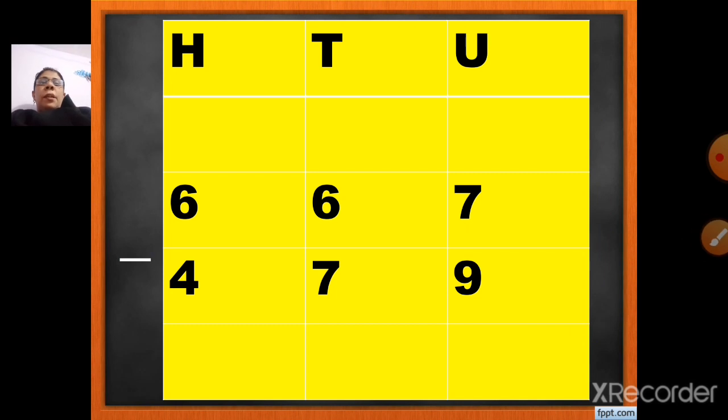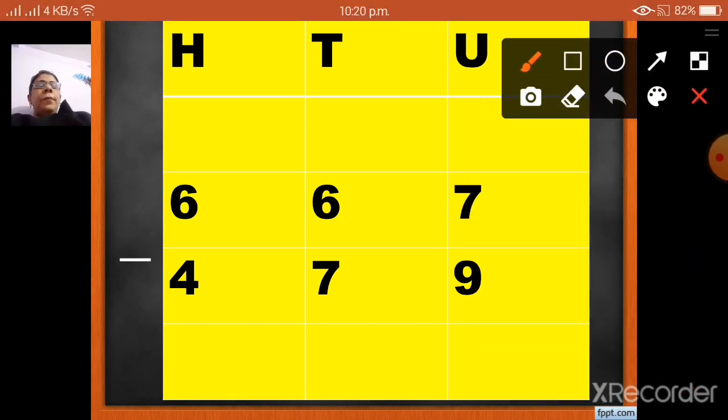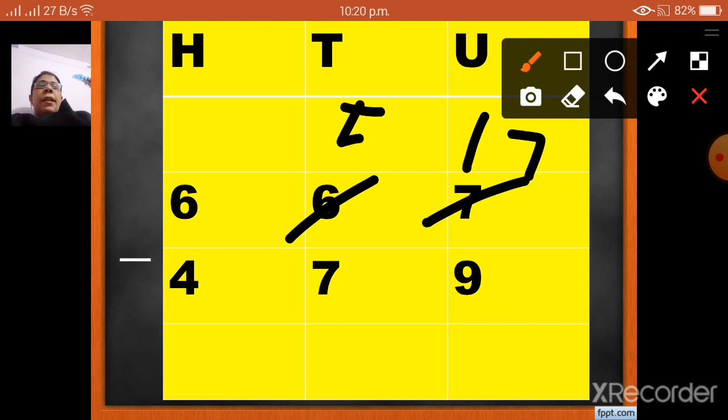Next sum. Now here the numbers are arranged vertically according to their place value. The numbers are 667 and 479. Let us subtract. Now the numbers in the units place are 7 and 9. 7 is a smaller number than 9. So what we will do, we will cut this 7. We will make it as 17. And this 6 we will make it as 5.